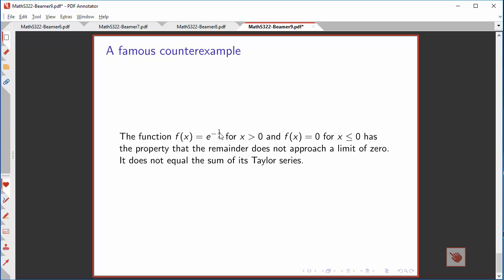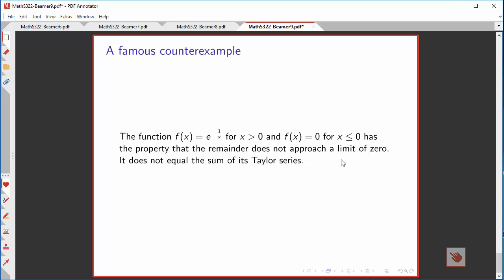As x approaches 0, 1 over x becomes larger and larger, but we're taking e to the minus that very large number. That's a very, very small quantity. So this function approaches 0 as x approaches 0 from above, and it does so incredibly fast. For 0 or negative x, this formula makes no sense. We'll define f of x to equal 0 for those values.